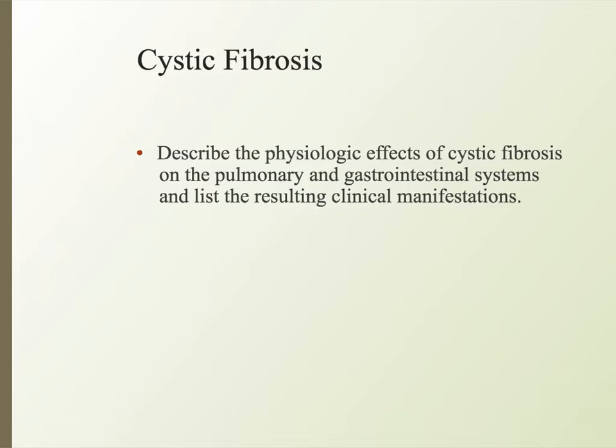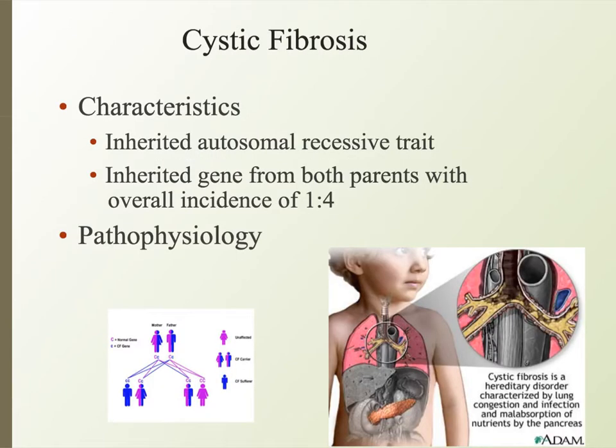Cystic fibrosis is our next topic. Cystic fibrosis is an inherited autosomal recessive trait. It is an inherited gene from both parents with an overall incidence of 1 in 4. If you look at the genome chart on this slide, you can see both these parents are carriers, and one child is going to end up with the disease. One's going to be unaffected, and then you're going to have 2 other children that are carriers.